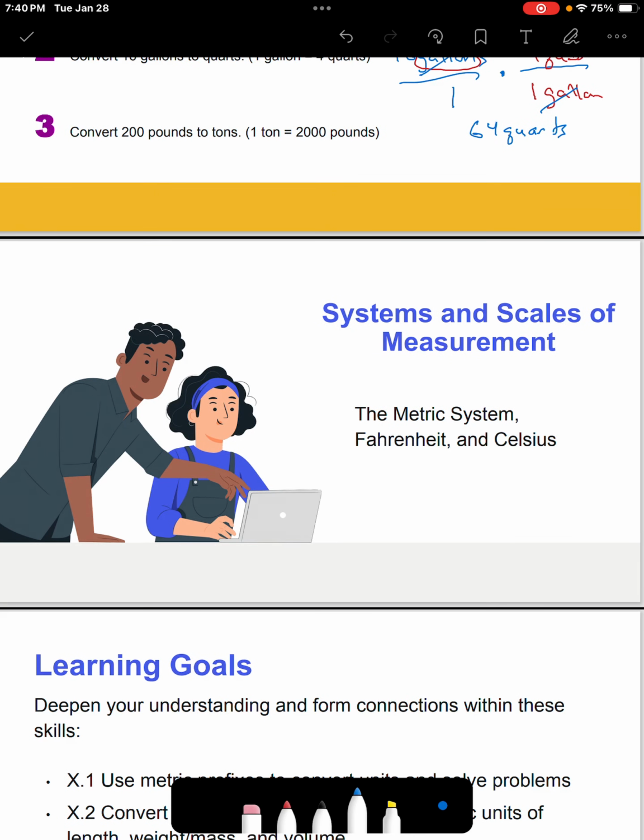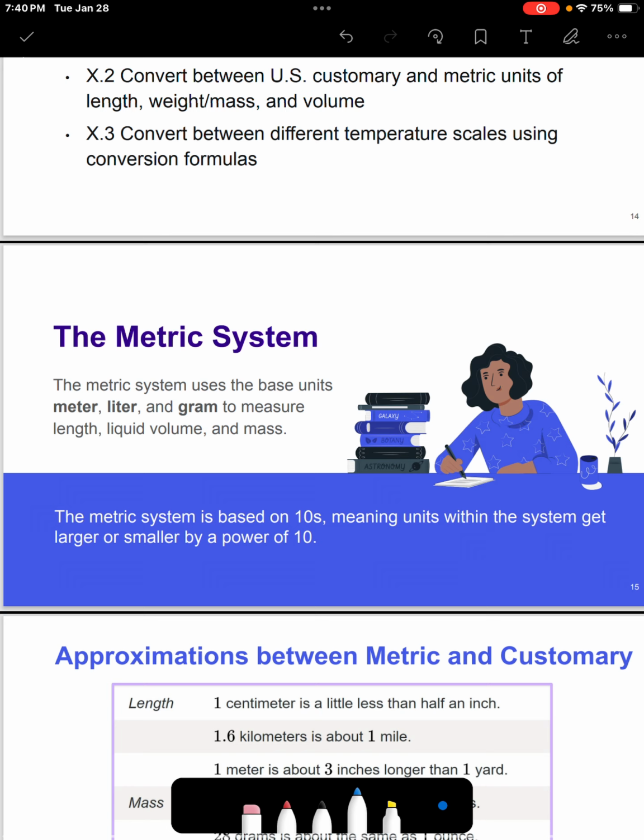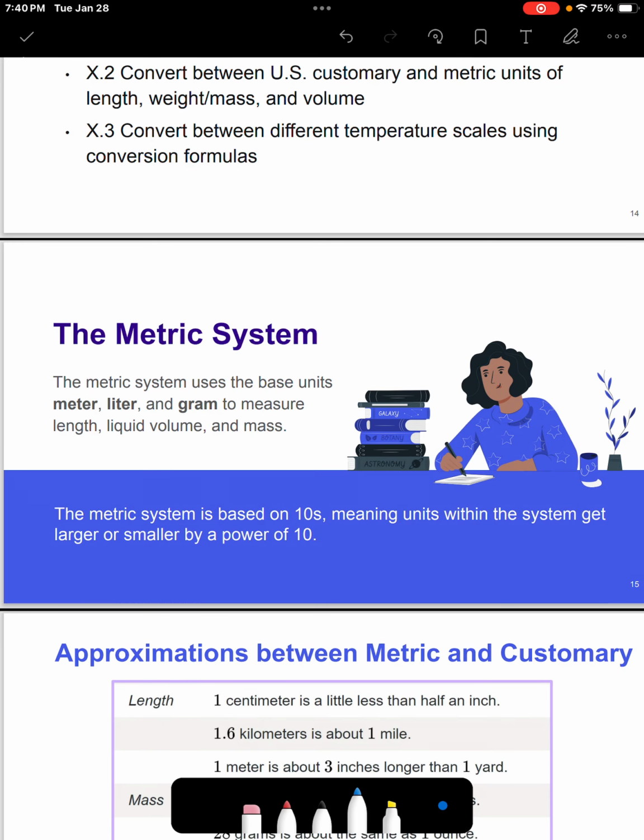Systems and scales of measurement. The metric system, Fahrenheit and Celsius. Okay. A metric system uses base units meter, liter, gram to measure length, liquid volume, and mass. The metric system is based on tens, meaning that units within the system get larger or smaller by powers of 10.